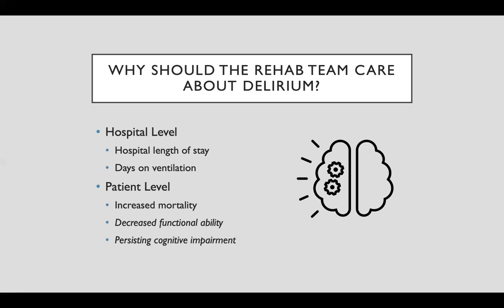We should really be concerned about the decreased functional ability and persisting cognitive impairment. This is also where we might be able to make the biggest impacts. Our interventions target patient level factors most often, and we focus on the functional abilities of our patients. But through our interventions, we may also be able to influence hospital level factors too.